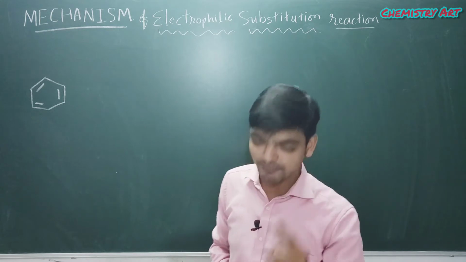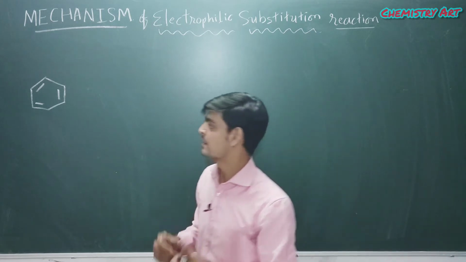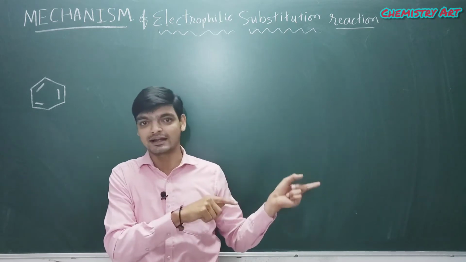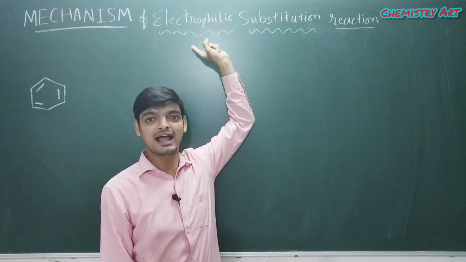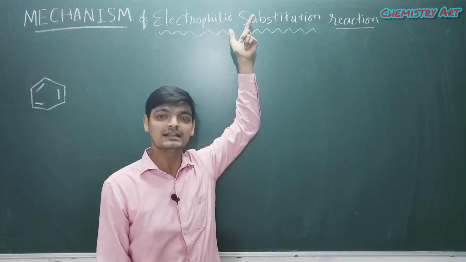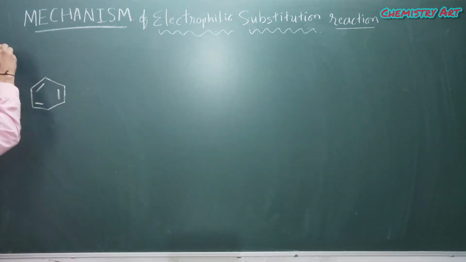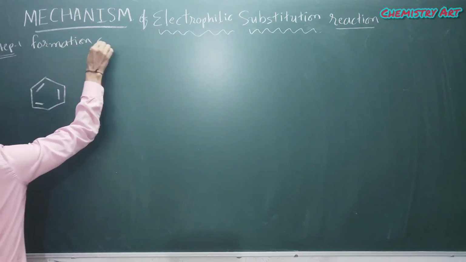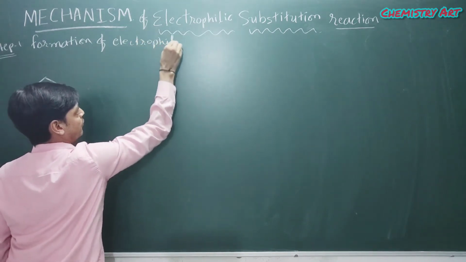The very first step is the formation of electrophile, because if you want to replace any atom, suppose in benzene if you want to substitute hydrogen with another atom, then you require an electrophile. If you are doing substitution with the help of an electrophile, that is called electrophilic substitution reaction. So step number 1 is the formation of electrophile. And what is an electrophile?